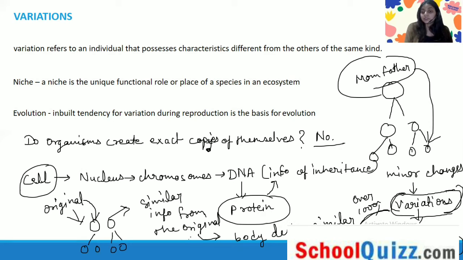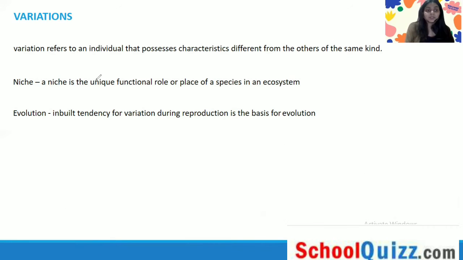And what is evolution? The evolution of new species from the species which have variations is happening. So I hope this is clear for you, and let's discuss some important terms, like niche.